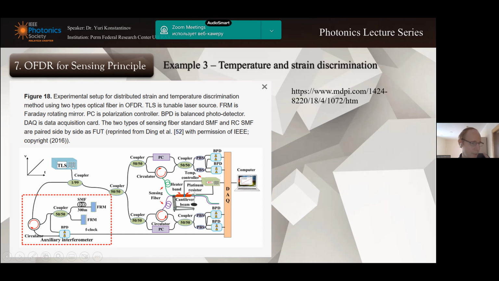The advantage of this setup is that the tunable laser source, which is usually very, very expensive, they don't use two tunable laser sources. They use only one laser, and here is, I think, the only advantage of this approach.